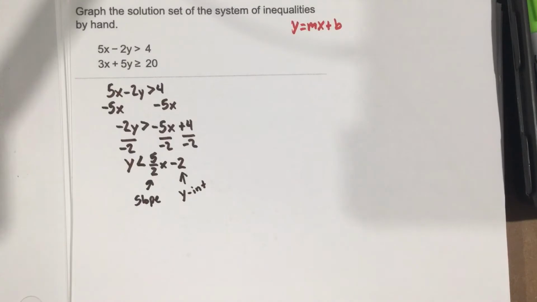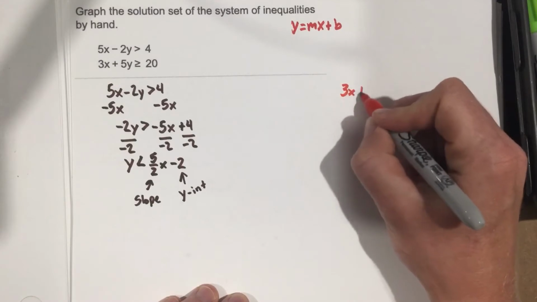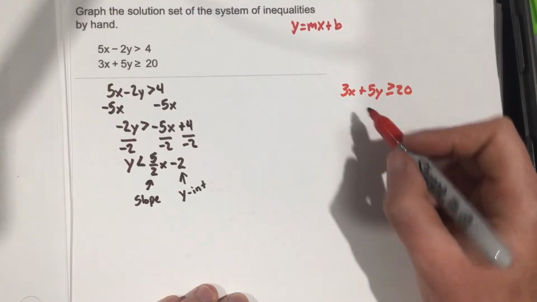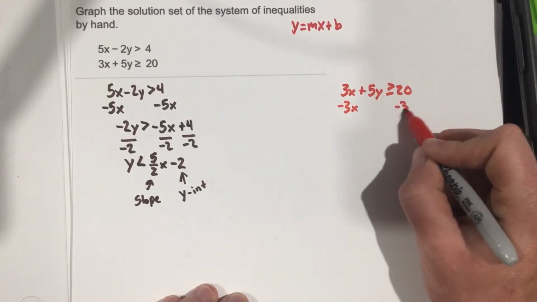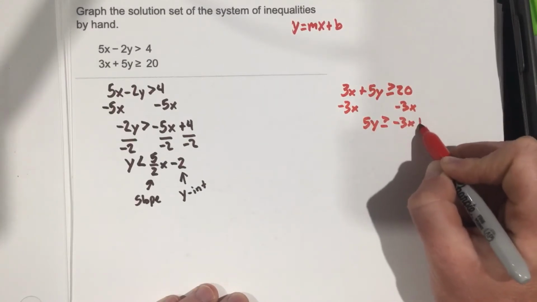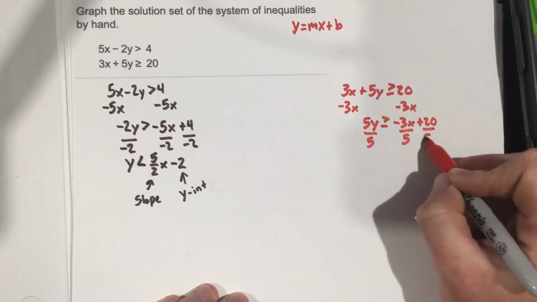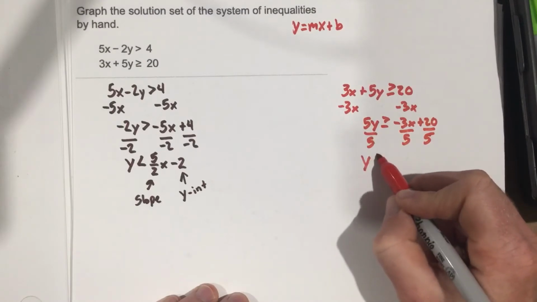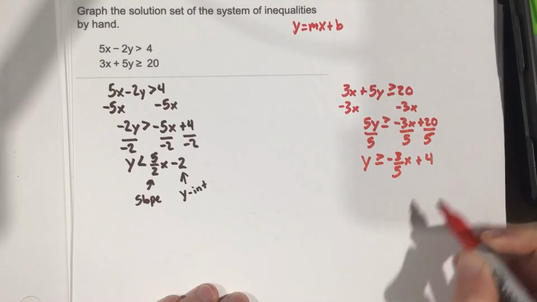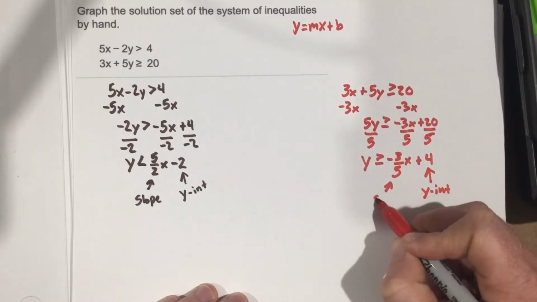All right, let's go ahead and do the same thing now for the bottom equation. So we're going to write 3x plus 5y is greater than or equal to 20. So I'm going to subtract 3x over. That's 5y greater than or equal to negative 3x plus 20. Now divide by 5. So because I'm dividing by a positive, that inequality sign obviously stays the same. So y greater than or equal to negative 3/5 x plus 4. This is the y-intercept. This is the slope.